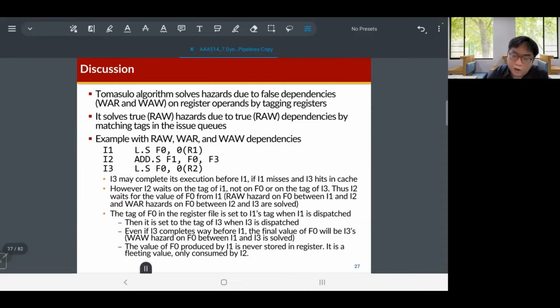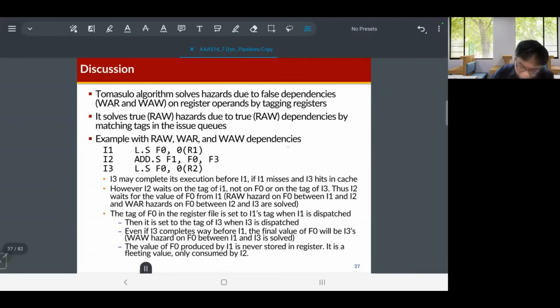How can the Tomasulo algorithm support out of order processing? And how can the Tomasulo algorithm solve data dependencies like data hazards, the RAW hazard, the WAW hazard, and the WAR hazard?